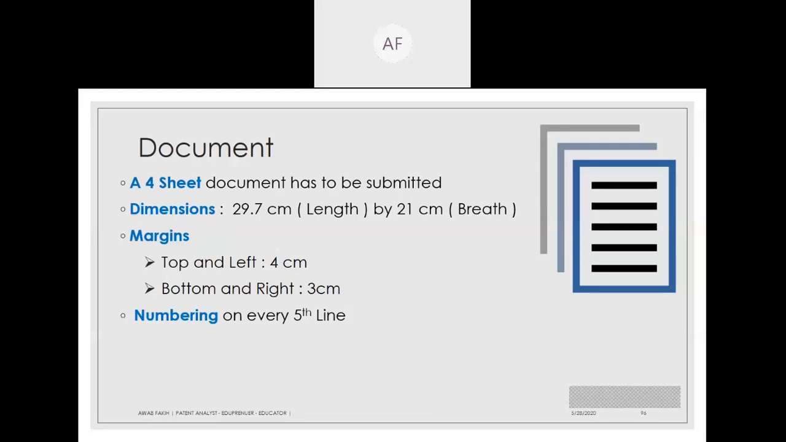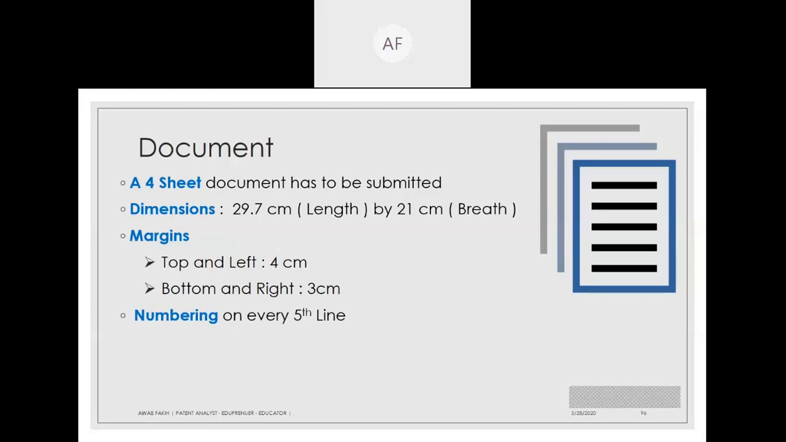So now let's focus on the margin and dimension and numbering of the lines. One thing is that you need to file a document in A4 sheet. The dimension should be 29.7 centimeter by 21 centimeter. So I hope we understood that 29.7 centimeter is the length and 21 centimeter is the breadth. For the margin, top and left should be 4 centimeter and bottom and right should be 3 centimeter. Your printed language could be Hindi or English, since both are the official filing languages for the Indian Patent Office.